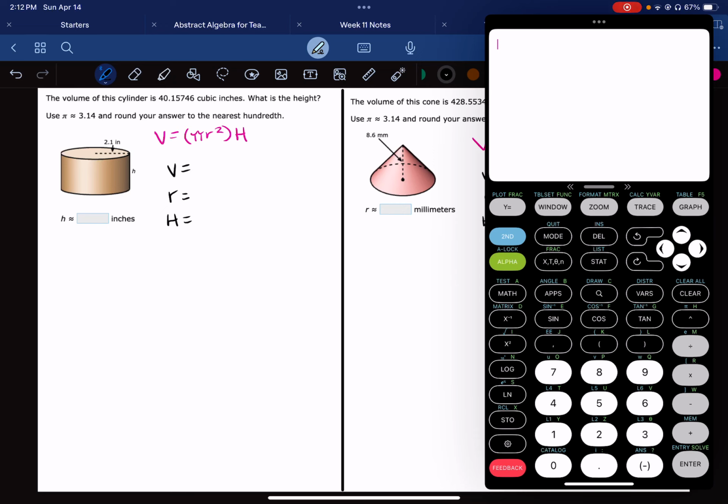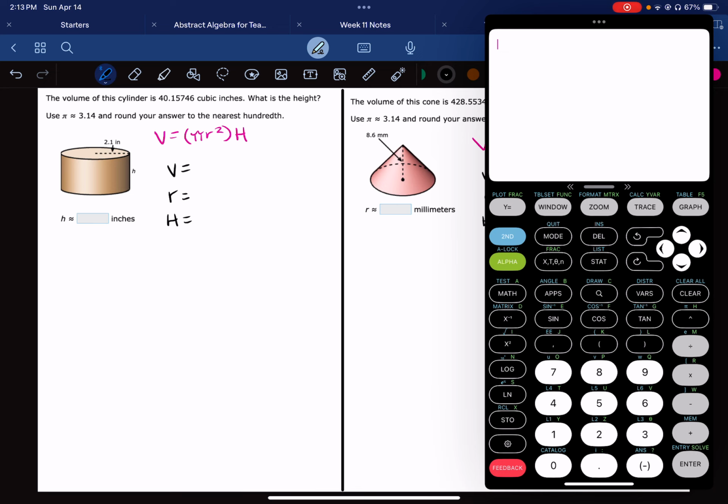Alright, welcome back to my video series on volume and surface area of three-dimensional figures. This is the third example of looking for information about the shape, given we know what the volume or the surface area of that shape is. So for this problem in particular, we are looking at a cylinder, and we know the volume of the cylinder is 40.15746 cubic inches.